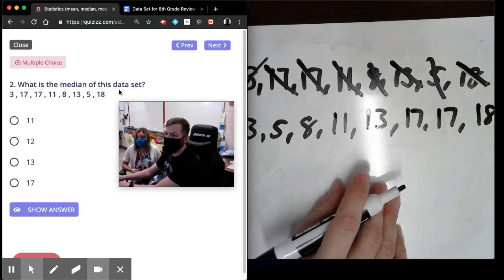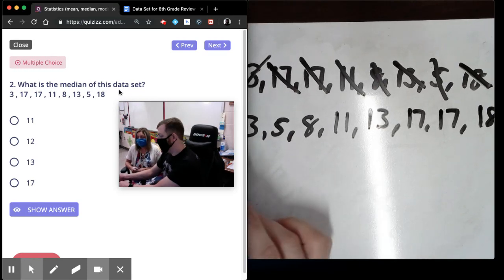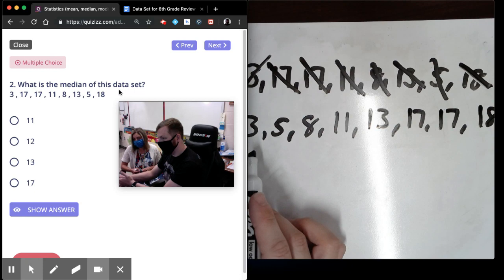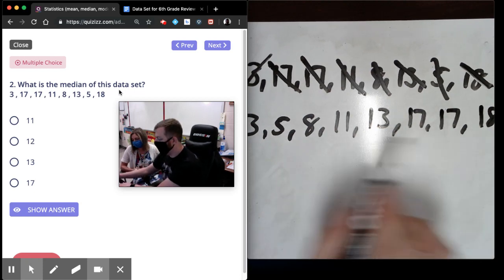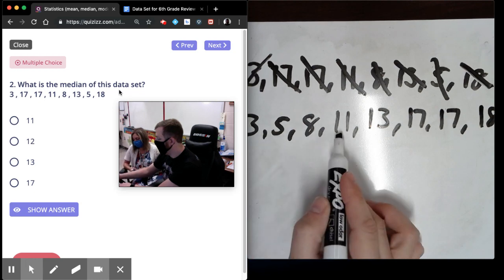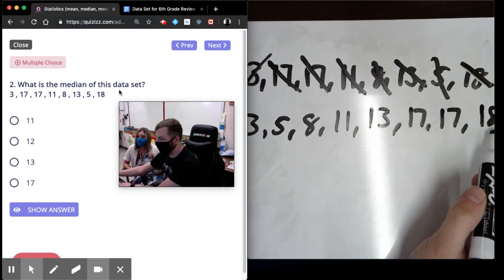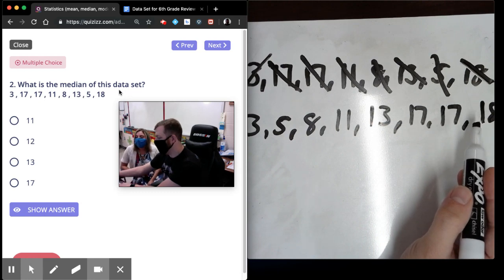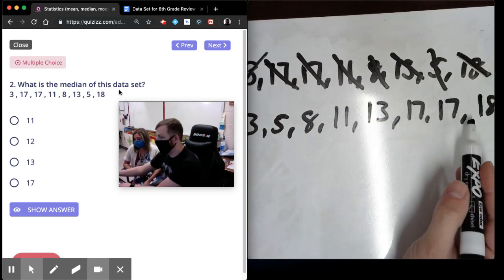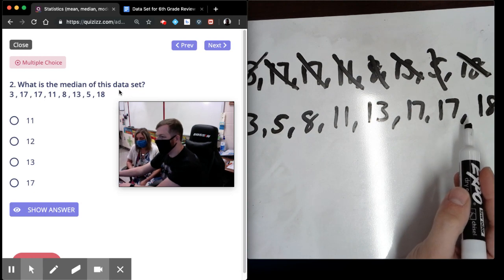Okay, so then from here, we're looking for the middle one. So just like we did before, what we're going to do is look at the number of terms that we have here. So we have 1, 2, 3, 4, 5, 6, 7, 8 terms. So we have 8 numbers, okay? So we have to look at the middle one. But here's the problem. Since we have an even number of numbers, we have to look at what's in between.